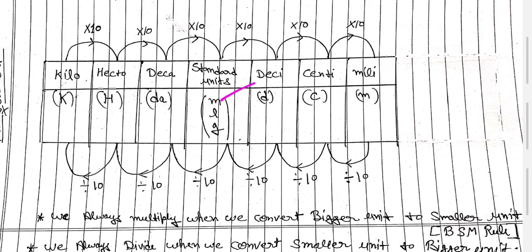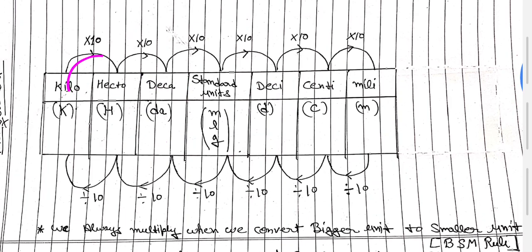Standard units are meter, liter, gram, and these are the deca, hecta, kilo, deci, centi, milli. The symbols are: for the deca we use Da, for the hecta we use H, for the kilo we use K, and deci we use D, centi we use C, and milli we use M. So the basic difference is that for the deca you use Da and for the deci you use only D.